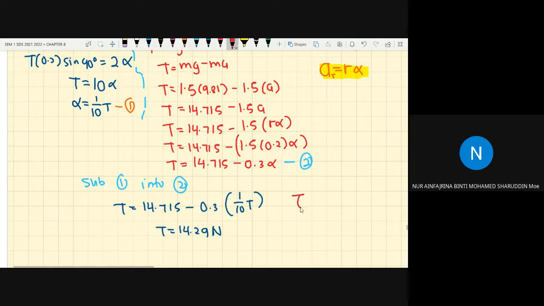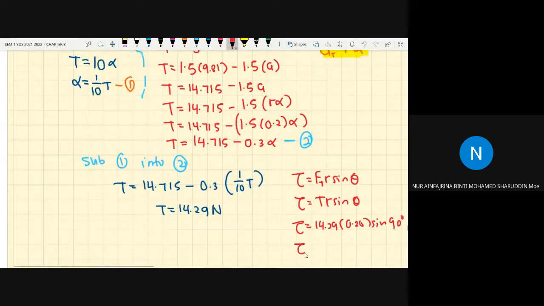So kita tahu torque adalah formula dia F R sin theta. So sekarang dia F tension kan, so torque equals to tension R sin theta. So torque you, tension kita adalah 14.29, R kita adalah 0.2, sin 90 degree. So tekan calculator, torque akan dapat 2.86 Newton meter.